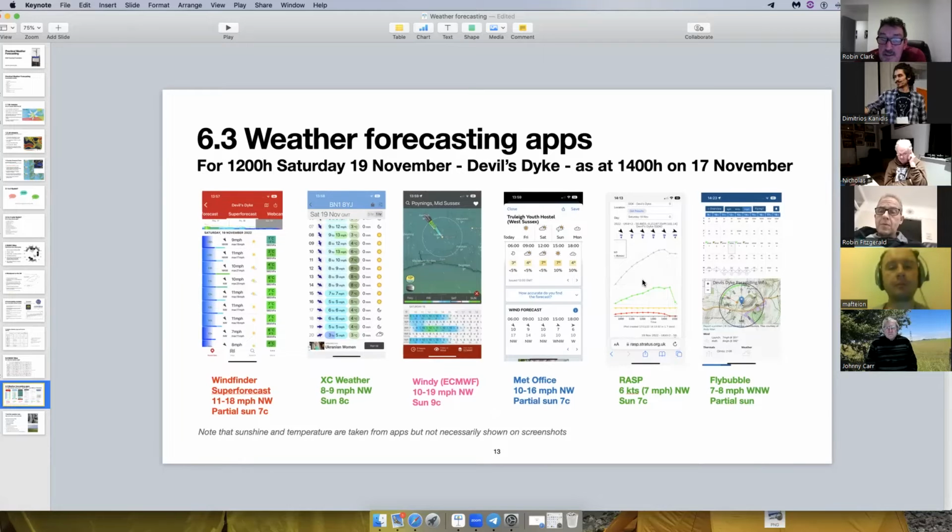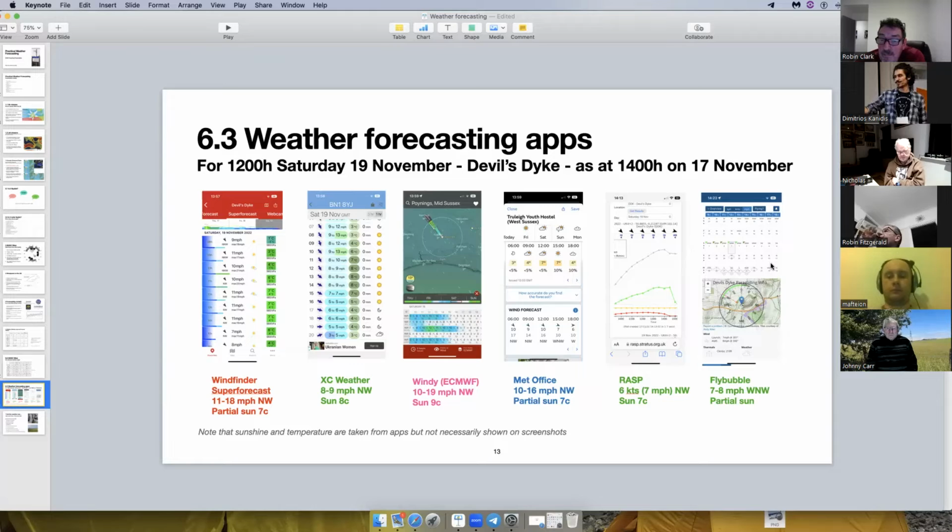RASP, this is based on RASP by turn point. So we can see the turn point DDK is Devil's Dyke for Saturday, the 19th of November. You can see the wind speed and direction northwest, slightly less wind speed, forecasting 6 knots. What this is showing is, for example, strength of thermals and so on. We're not going to cover that now, but the important thing to know is that you can get wind speed and wind direction from the RASP by turn point.